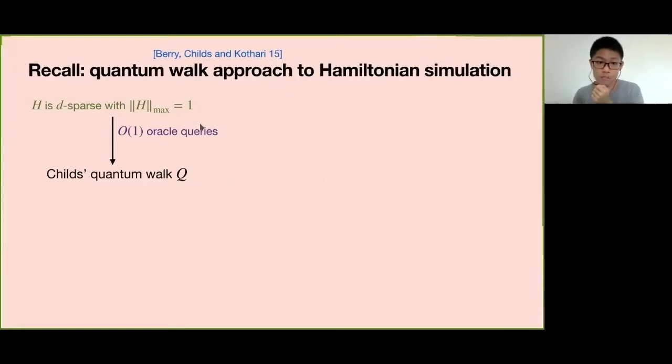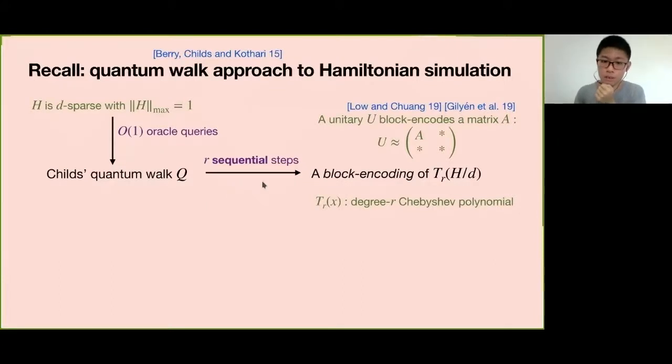We start from a D-sparse Hamiltonian H, and with O(1) oracle queries to H, we can obtain a Childs' quantum walk operator Q. And if you apply this Q for R sequential steps, you can obtain a block encoding of this operator, T_R of H over D, where T_R of x is the degree R Chebyshev polynomial. Here, the block encoding is now a standard way to describe how we can implement a linear operator probabilistically. That means we have a unitary U with the upper left block being this operator, the Chebyshev polynomial of H.